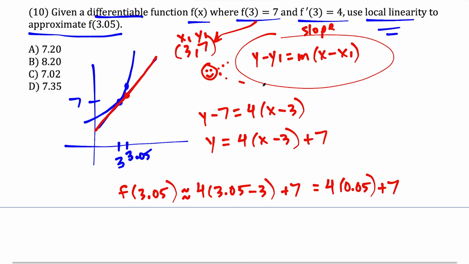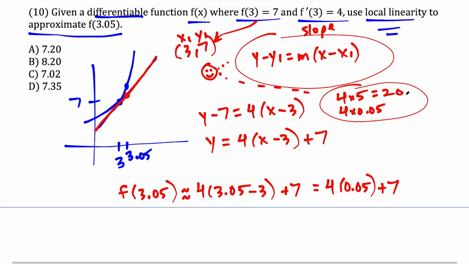So now for this part, all I'm thinking of, since we don't have a calculator, is we have 4 times 5 is equal to 20. So if I do 4 times 0.05, I take 20 and I just move the decimal over 2 places. So that would give us 0.20. So we're going to be doing 7 plus 0.20, and that's going to give us 7.20, and this is going to match up with choice A.